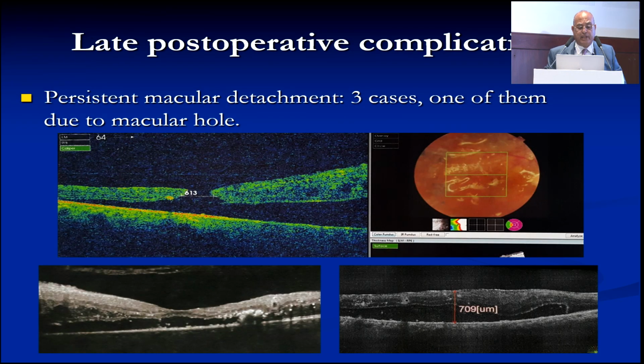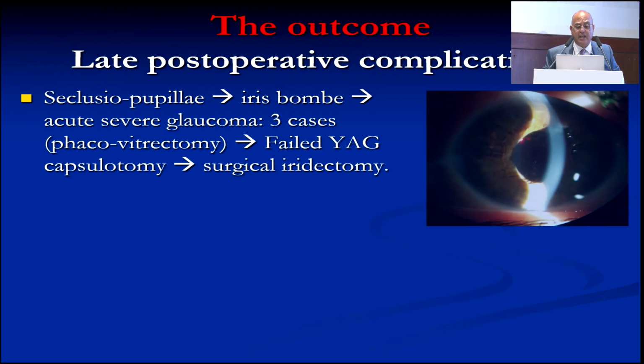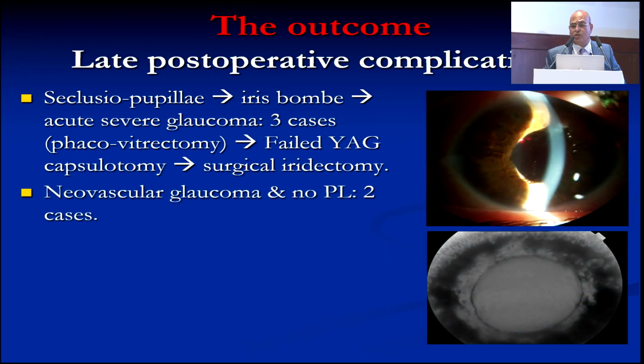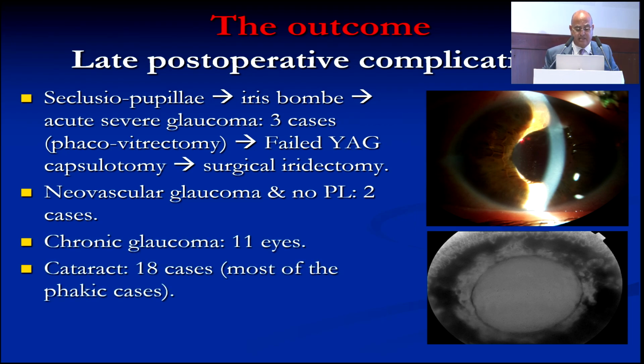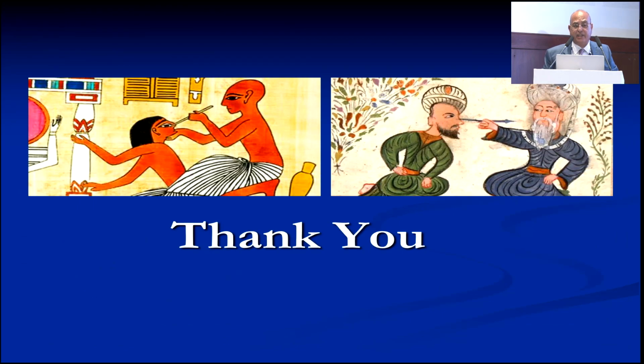Late postoperative complications include persistent macular hole, persistent subretinal fluid that did not disappear and took more than 1 year to disappear. So, seclusio pupillae, high intraocular pressure, rubeosis, all the complications can still happen, and you have to be ready for dealing with these complications. Of course, there is not enough time to speak about these complications, and thank you very much.